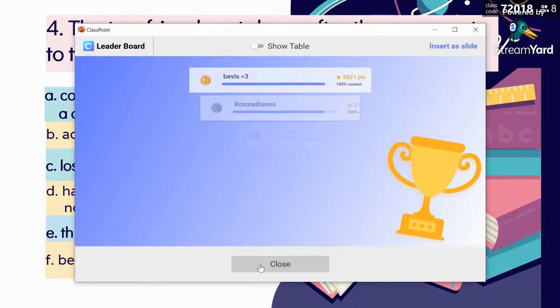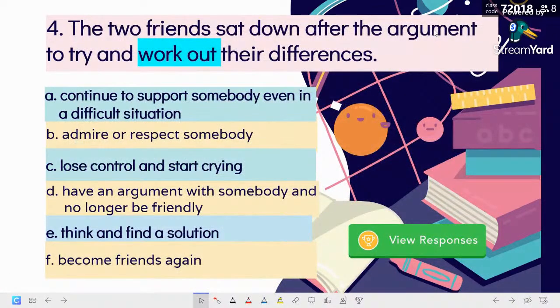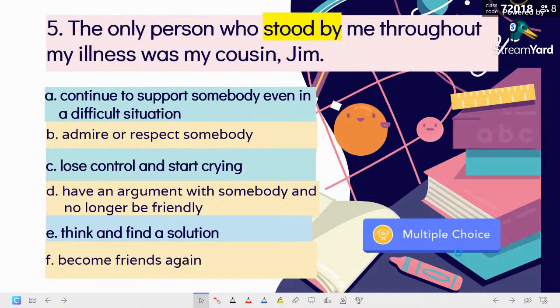Okay, see who is leading now. Okay, Bevis. Now Rasma Diana second. Simi third, Lily, Fahana, Ginjet. Okay, so the two friends work out means what? Work out, become friends again, right? Okay, let's go to the next one.